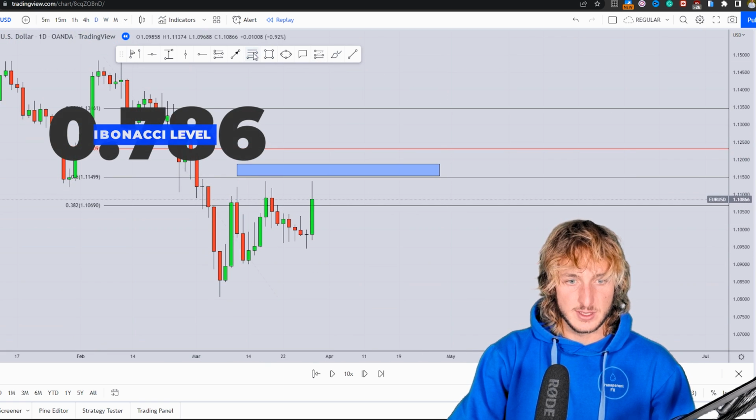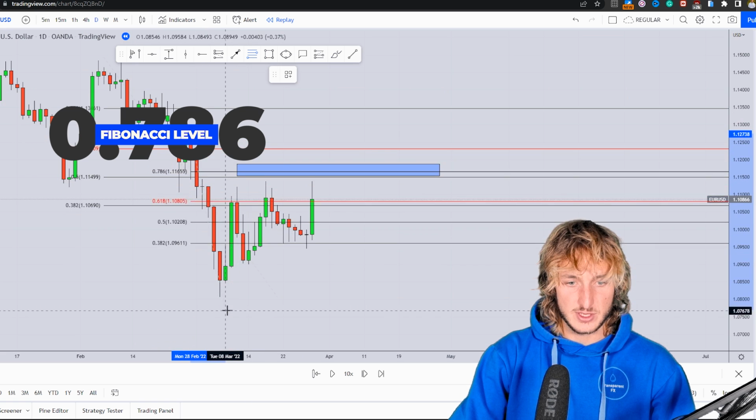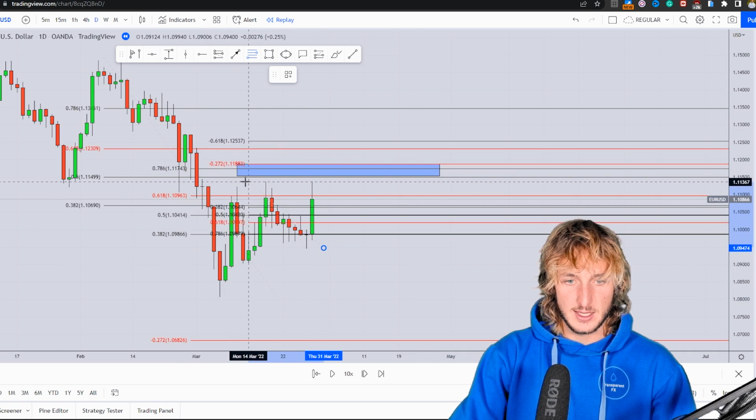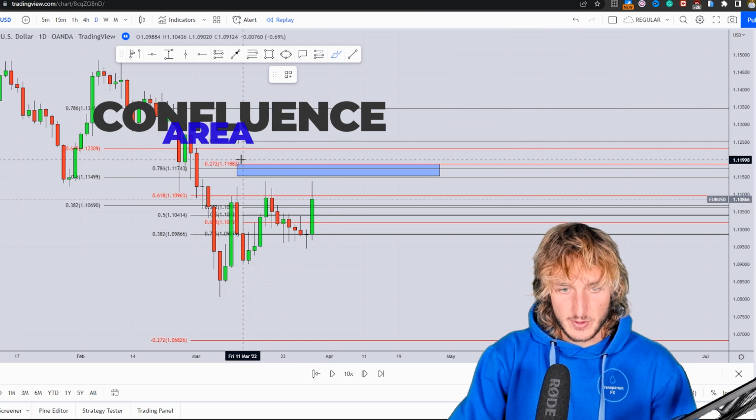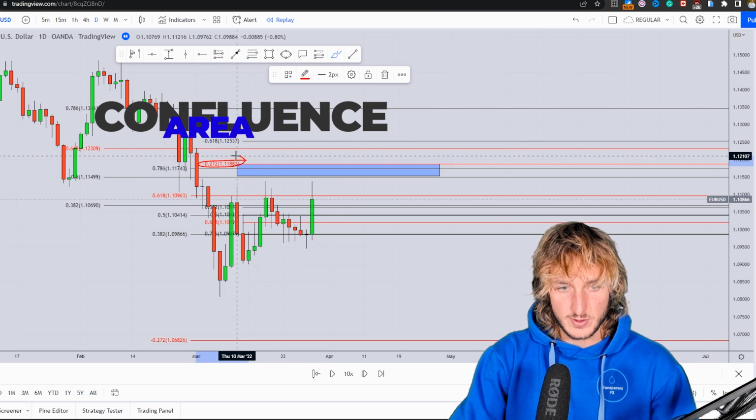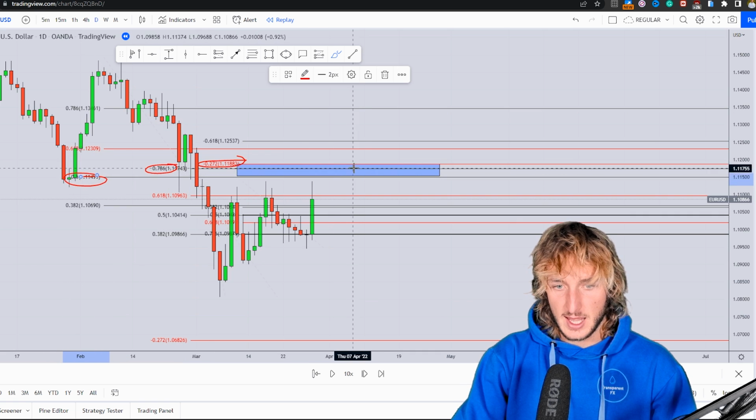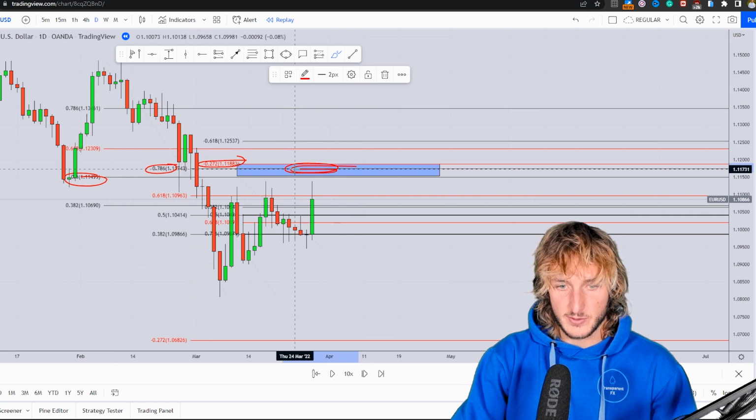Essentially, we would have the 0.786 that we have previously identified, and we would also have here on the daily, this one here. So in this area, we have this minus 0.272, we have this 0.786, and we have this 50%. And they're all lining up at this area.